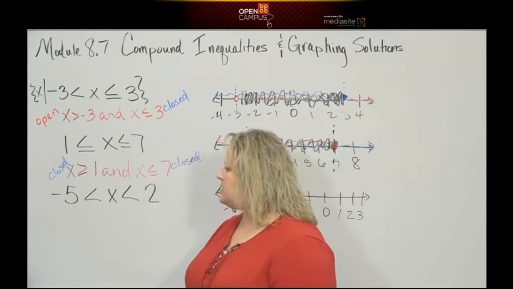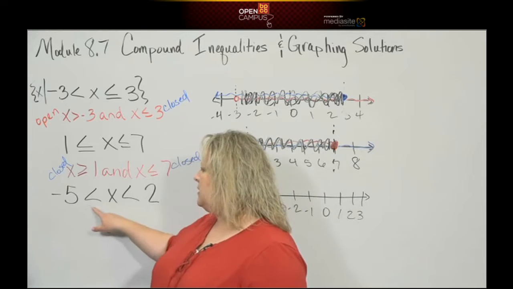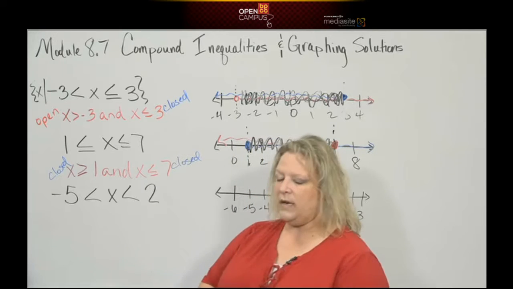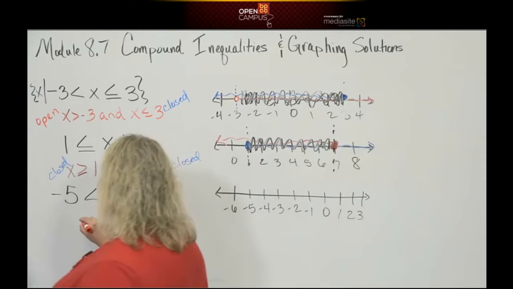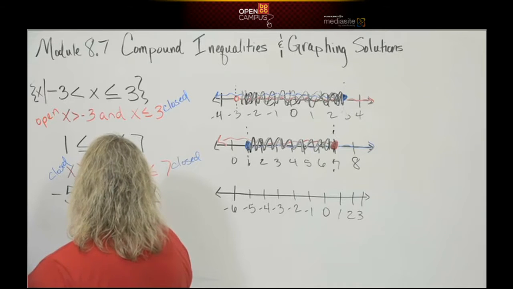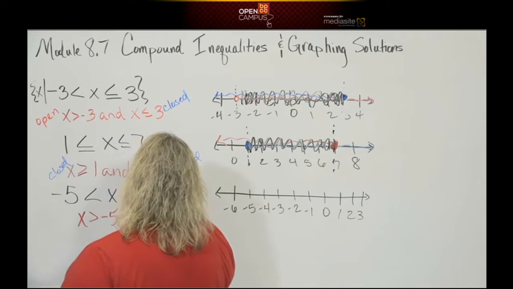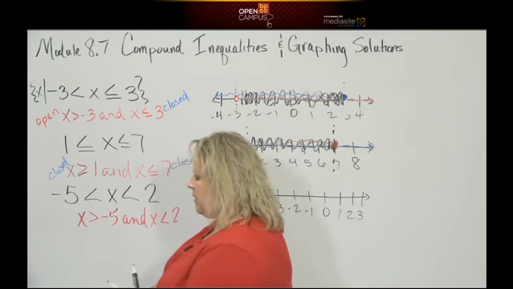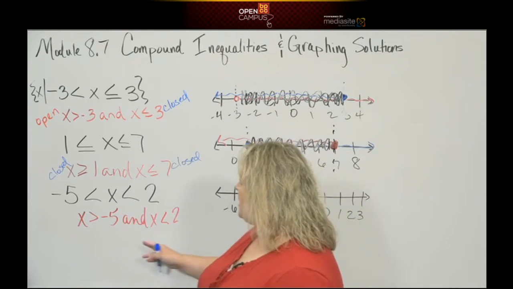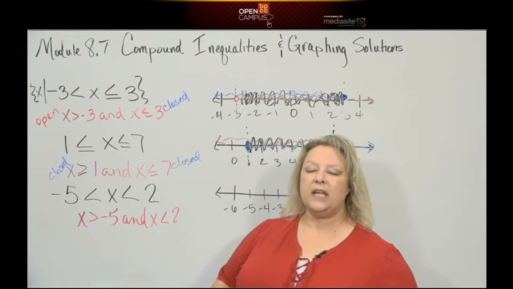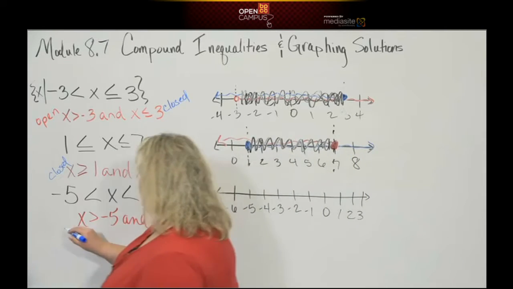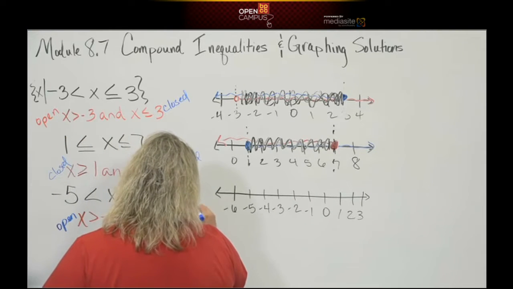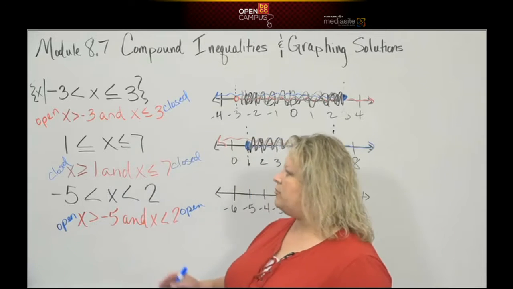All right, let's look at the last one. You have -5 is less than x, and x is less than 2. What does it mean? It means that x is greater than negative 5 and x is less than 2. Less than, not minus. All right, now look at my signs here. I do not have an equal to under either one of them. So both of these are open. Can that be possible? Yes.